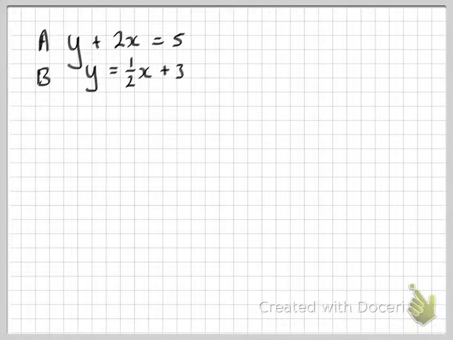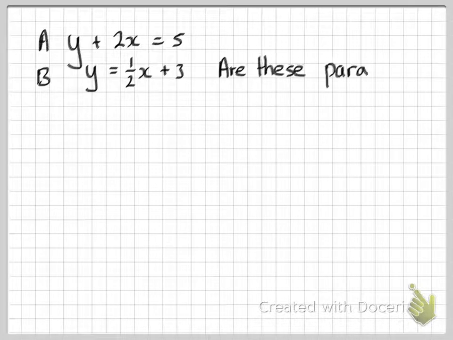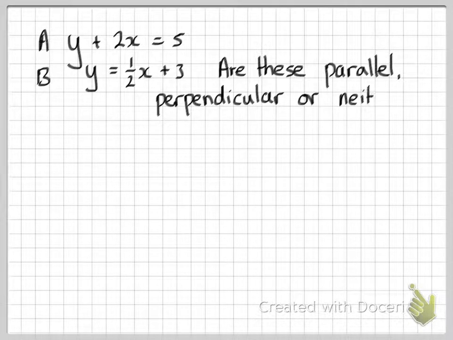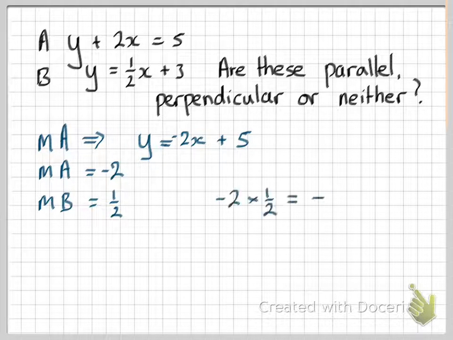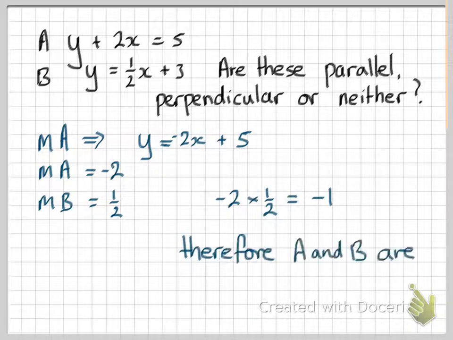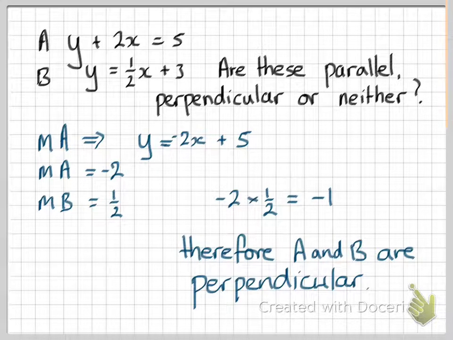For this bit, we're looking: are these parallel, perpendicular, or neither? So we have a look at the gradients. The gradient of A is -2, and the gradient of B is 1/2. Well, they're not the same gradient, so they're not parallel. We check to see if they multiply to -1. They do, so therefore A and B are perpendicular. They meet at right angles.